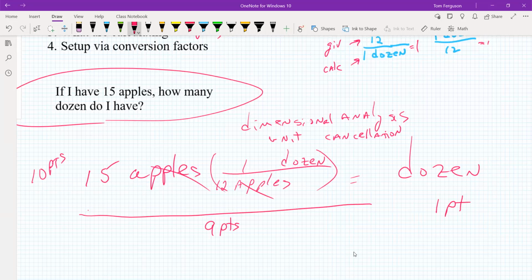Look at our answer here. We have two sig figs here, two sig figs here, and one sig fig there. There are two kinds of sig figs: measured sig figs and absolute sig figs. By definition, there's an absolute. So is it 12.1 apples per dozen? Ever? No, always 12, by definition. So it's not really two sig figs, it's infinite.